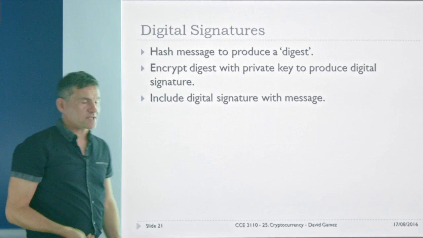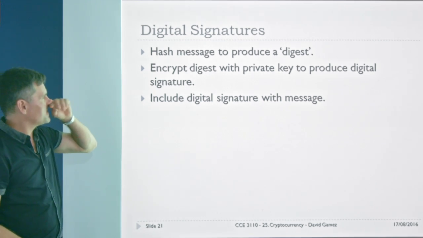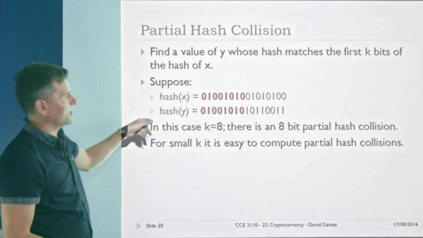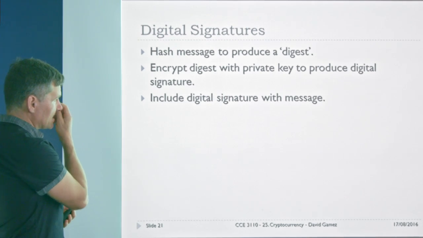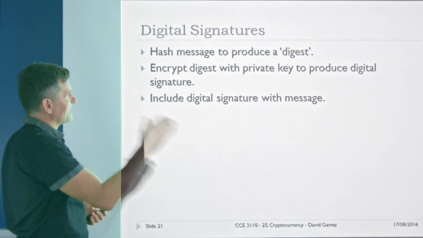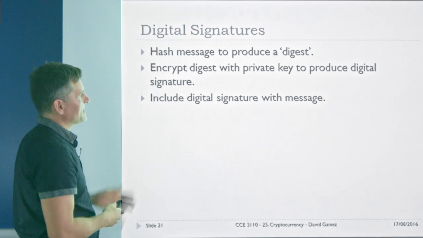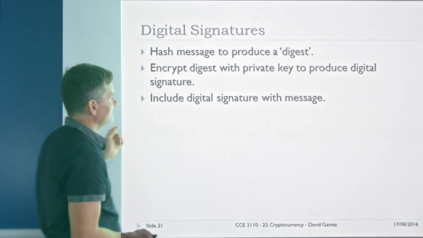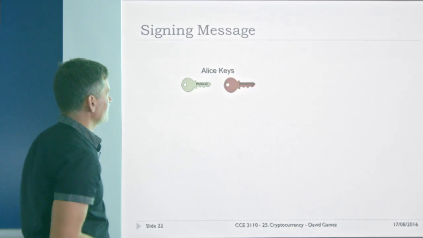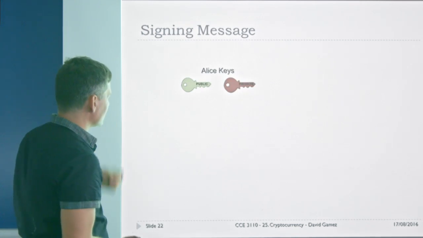And then finally, digital signatures, which is a big part of Bitcoin. This is important for Bitcoin, as I'll explain later. To sign a message digitally, we take a hash and produce a digest, and we encrypt this with the private key of the person who's signing it to produce a digital signature, and we put that digital signature in with the message. So this is to sign the message.